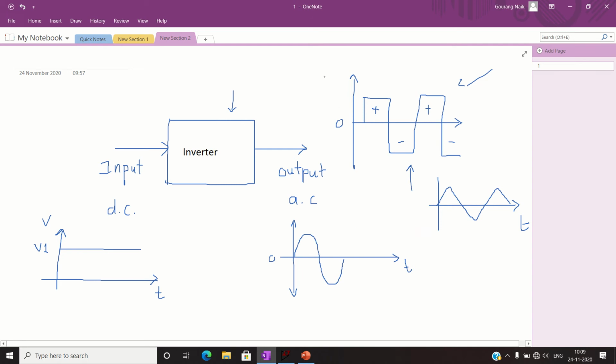But for our understanding purpose, what we will see is a circuit that is going to convert a DC value into an AC value. And the type of AC that we will see is a square wave like this, which is going alternately positive and negative.